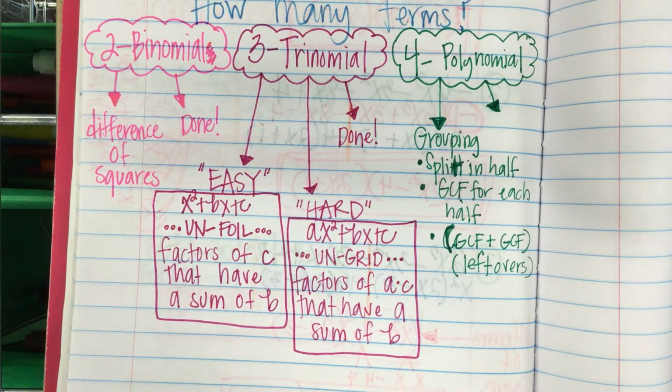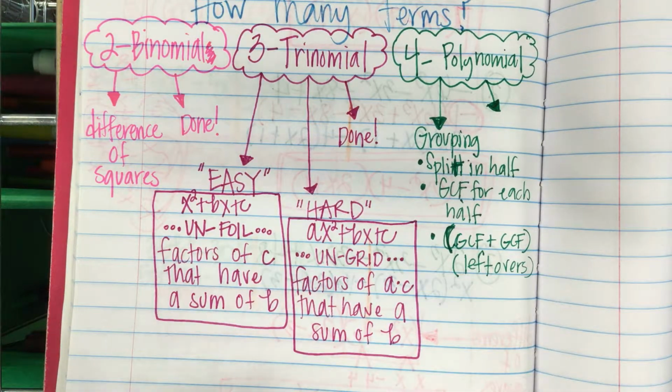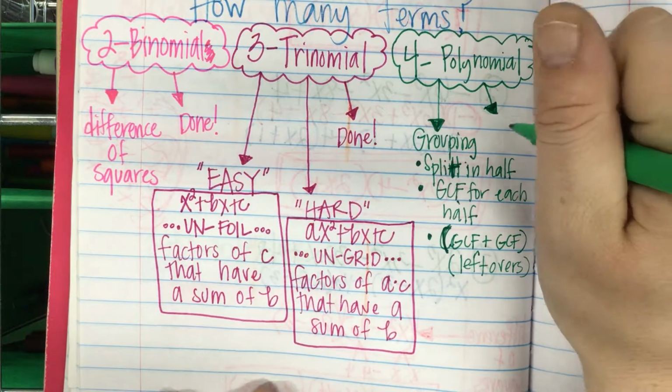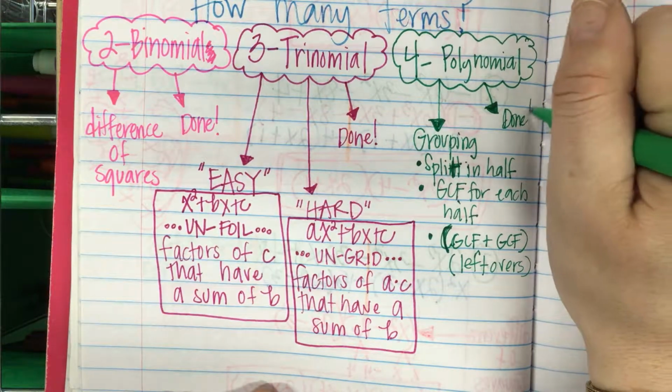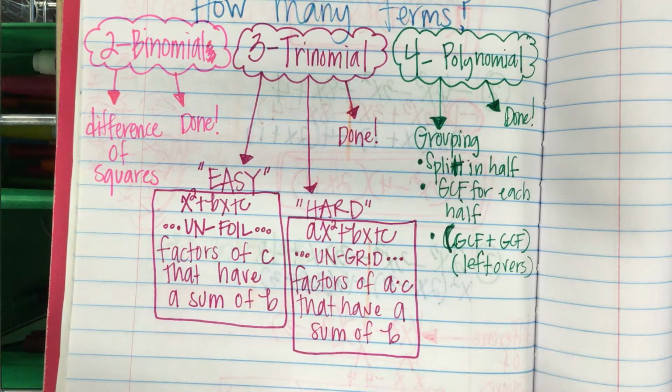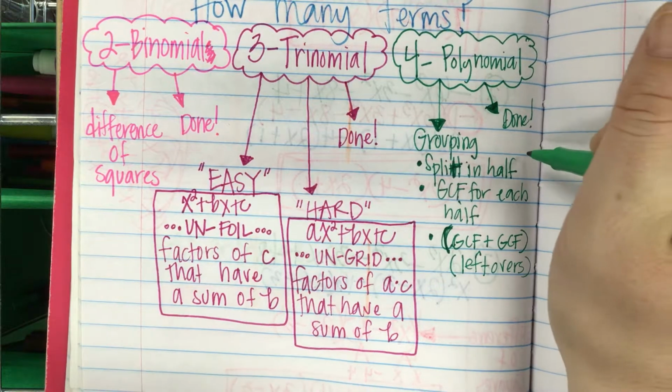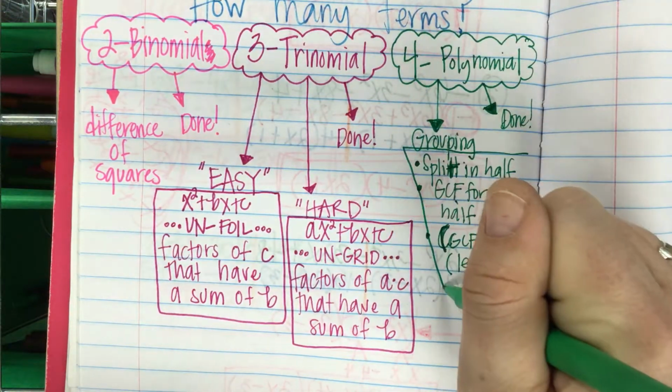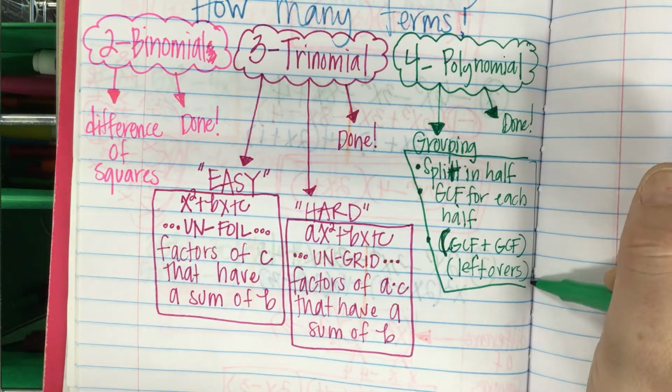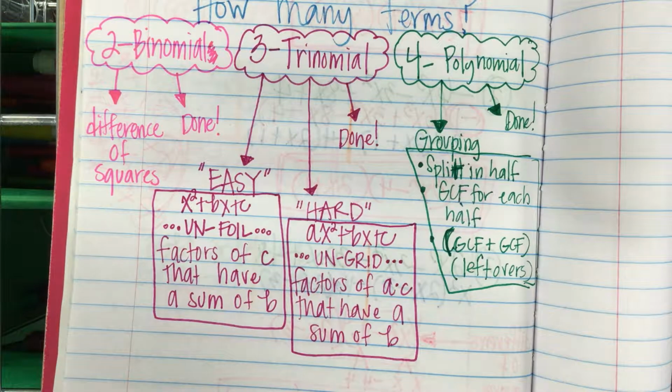If it does not fit the grouping, right? If you split it in half and it just doesn't work out, you're done. If it does not fit the rule of grouping, you're done. You cannot factor anymore.